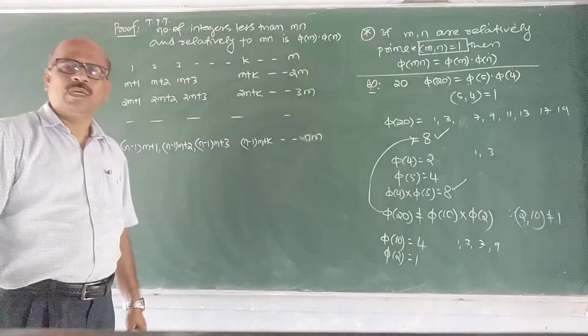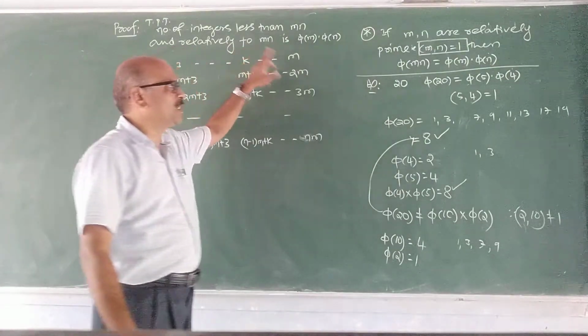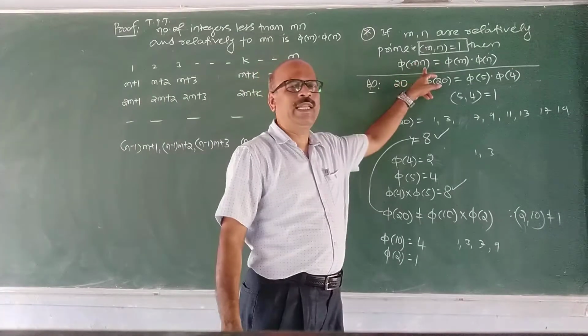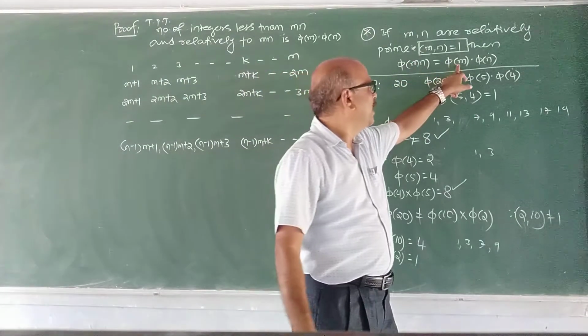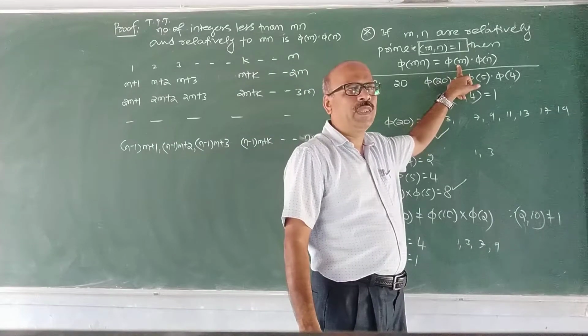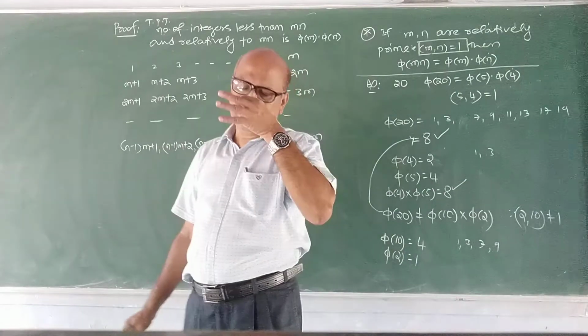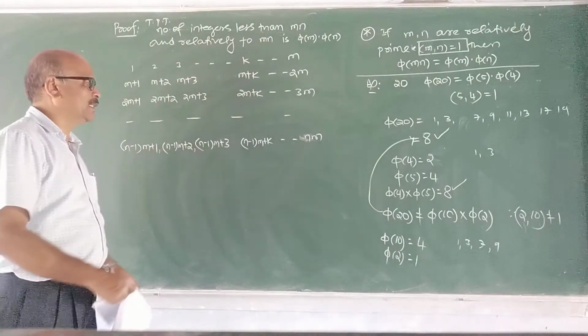What we are going to prove here? We are going to prove this one. Pi of mn is pi of m into pi of n. The number of integers less than mn, relatively prime to mn is pi of m into the number of integers relatively prime to n. We have first arranged the mn numbers like this.